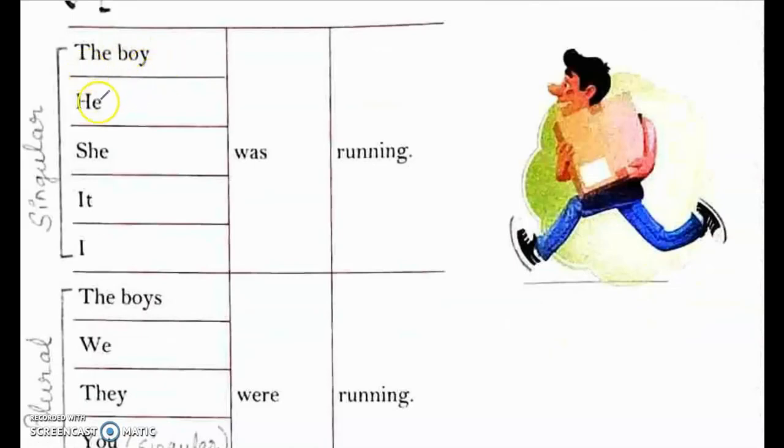The boy, he, she, it and I. All these are singular nouns or pronouns. So, which being verb will we use? The past form was. With singular, we will use was. So, the boy was running. You can see in the picture here. He was running. She was running. It was running. I was running.